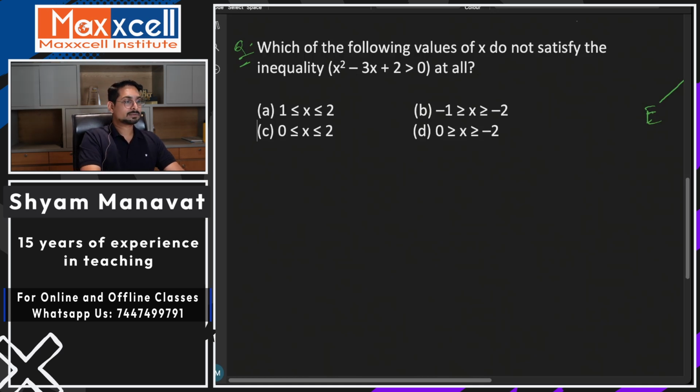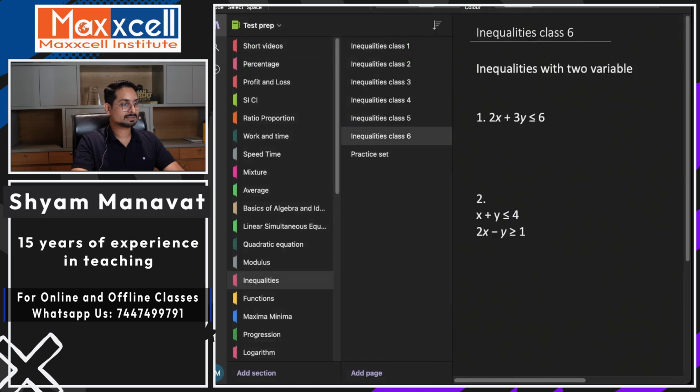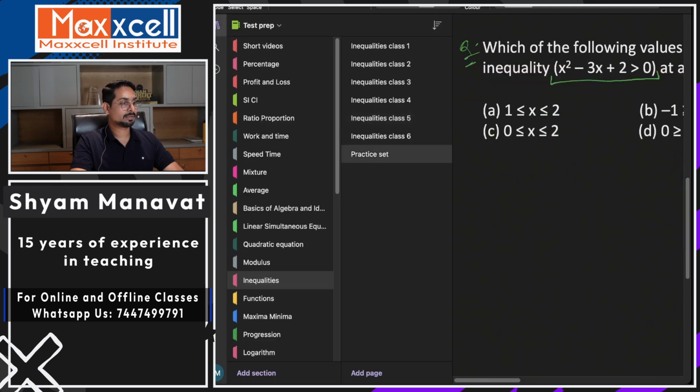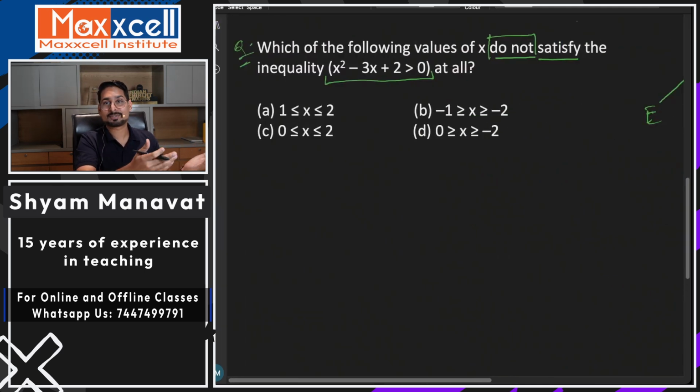Question is, which of the following values of x do not satisfy the inequality? Do not satisfy. See, we need to focus on do not satisfy this inequality. Well, quadratic inequality, we have covered this in lecture number 5 of inequalities. Please go through that. You will understand that. You will be able to solve this question by yourself. You won't need my help. But as it is one of the past year questions, let's solve and see how to attempt this.